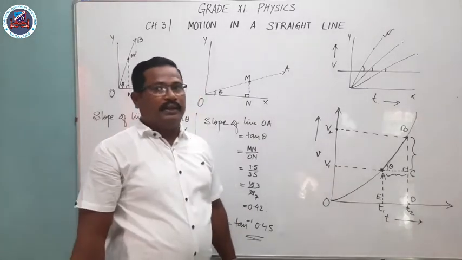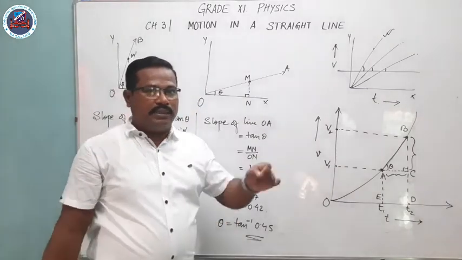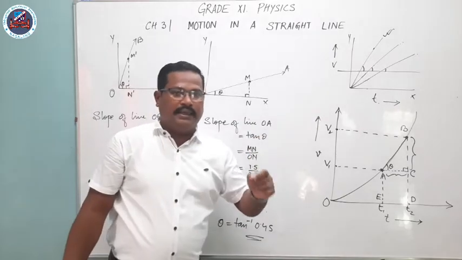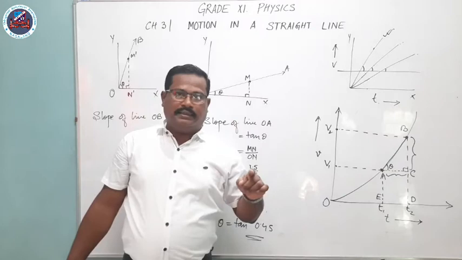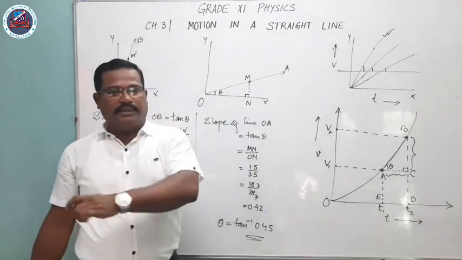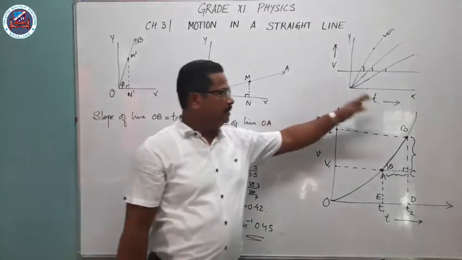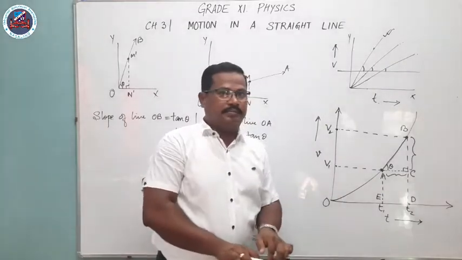And particularly you have to keep in mind that in a velocity time graph, if I take the slope of the line, then I am going to get what? Acceleration, because velocity by time gives us acceleration.